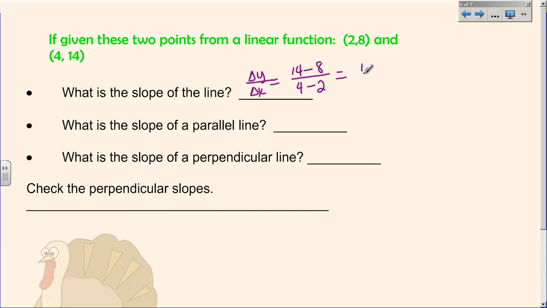14 minus 8 is 6. 4 minus 2 is 2. And 6 over 2 is the same thing as 3 over 1. So the slope of my line is 3 over 1. So the slope of a parallel line is 3 over 1. The slope of a perpendicular, flip it, so it's 1/3. Change the sign to its opposite. So instead of positive, I have negative. And you can check them to make sure that they're right, but I promise you they are.